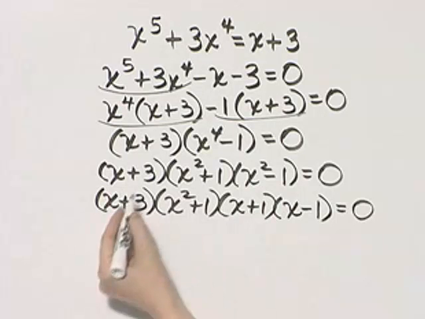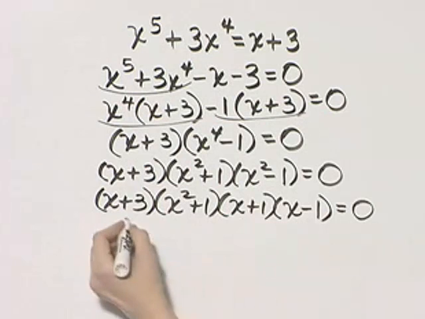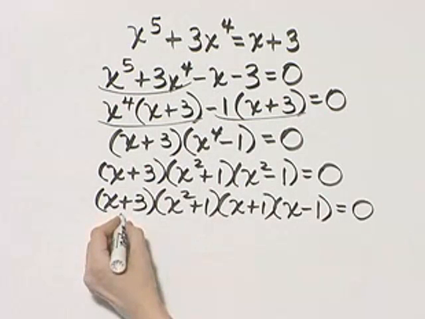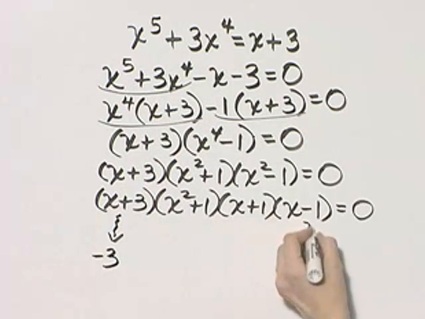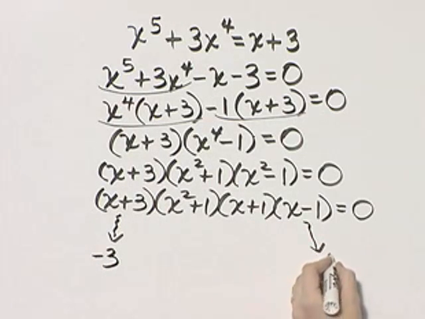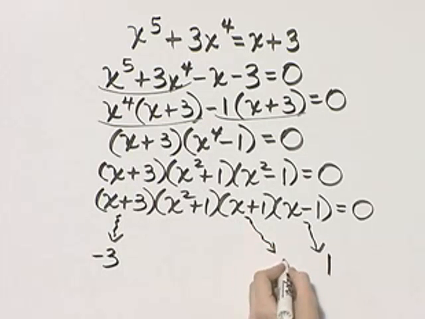Now, set each one of these equal to 0. I'll let you do that. If you set this equal to 0, it gives you an answer of negative 3. If you set this factor equal to 0, you'll have an answer of 1. And if you set this factor equal to 0, you'll have an answer of negative 1.